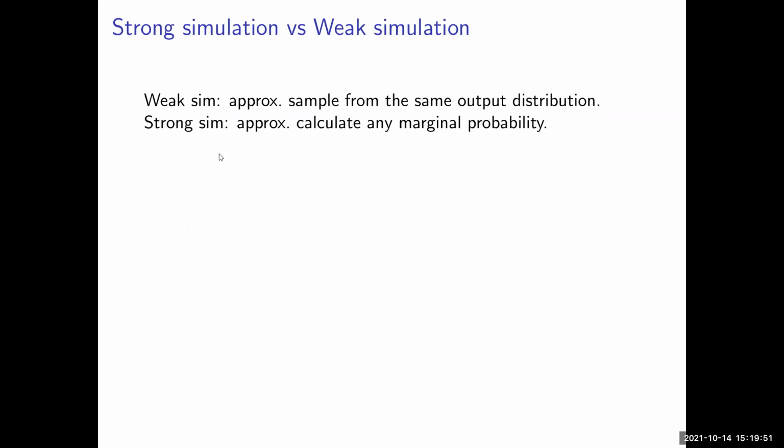Weak simulation is where we want to approximately sample from the output distribution of the quantum circuit. So we want to generate bit string samples that have a distribution that's close to the distribution that the quantum circuit would give you, right? That's the canonical simulation thing. But there's a stronger notion of simulation, which is that we can approximately calculate any marginal probability. Now, why is this stronger?